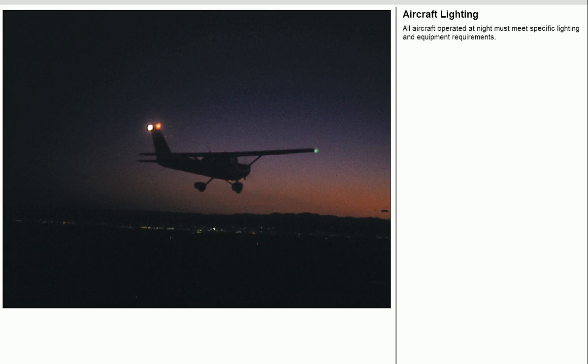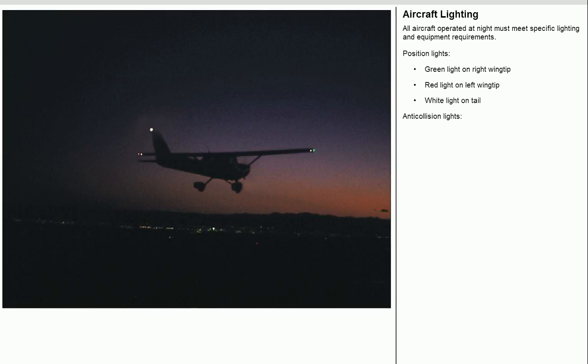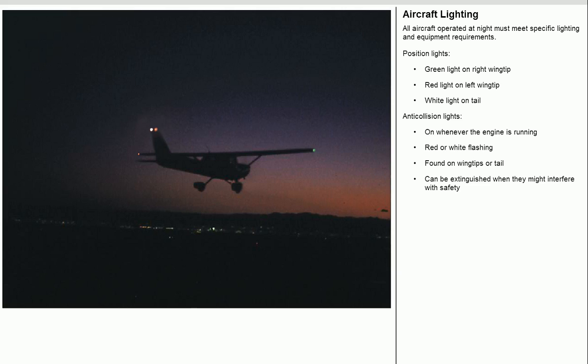According to FAR Part 91, all aircraft operated at night must meet specific lighting and equipment requirements. The requirements for position lights are a green light on the right wingtip, a red light on the left wingtip, and a white light on the tail. In addition, you must turn on anti-collision lights whenever the engine is running, day or night. These flashing red or white lights can be in a number of locations on the aircraft, but are most commonly found on the wingtips or the tail. You can extinguish anti-collision lights when they might interfere with safety. For example, turn off strobe lights when their brightness might be detrimental to the vision of others.